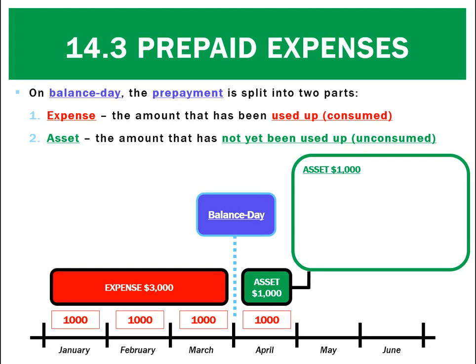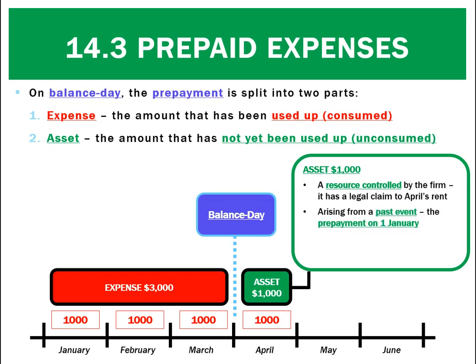So looking at our thorough definitions, we'll have an asset of $1,000. Why? We've got a resource that we control. We've got a legal claim to April's rent. We can legally stay in the property. There was a past event, we prepaid it on the 1st of January, and it will provide future economic benefits because we can rent the property in April and run our business.